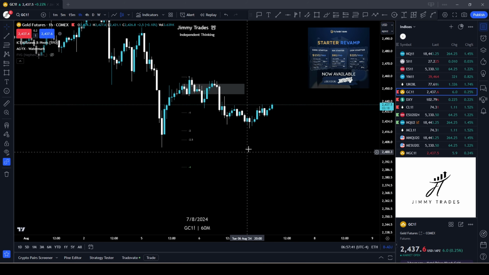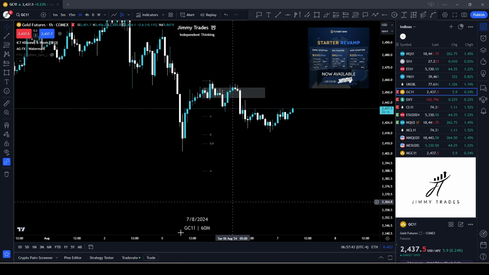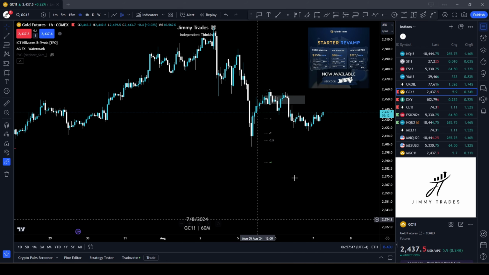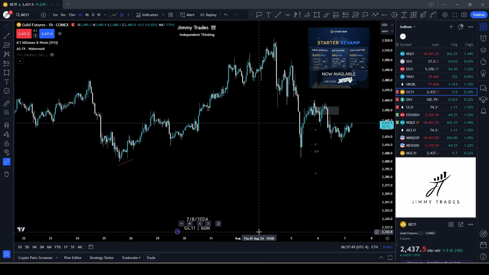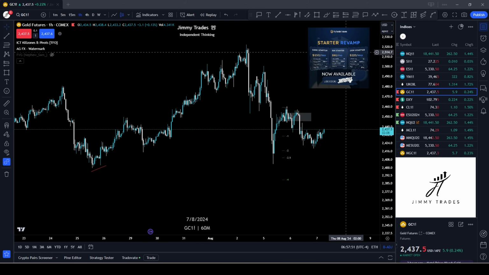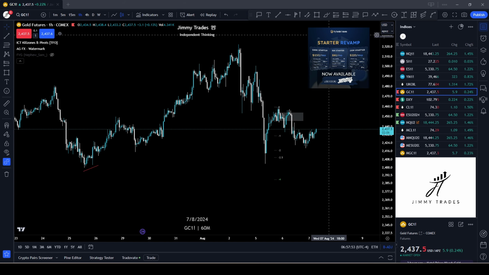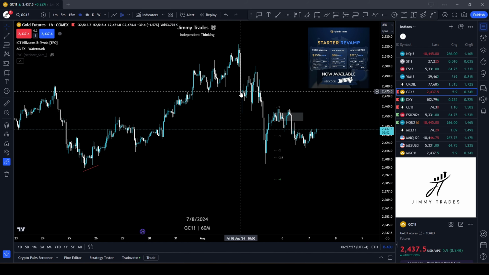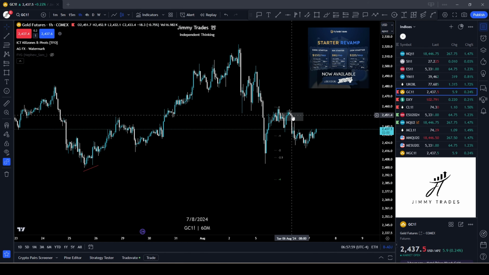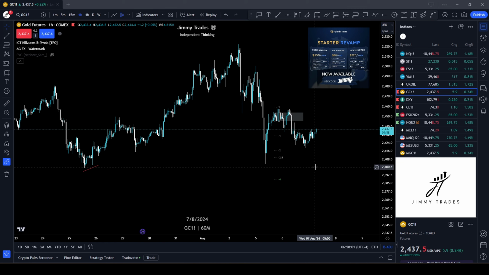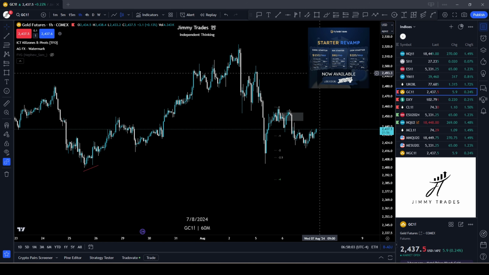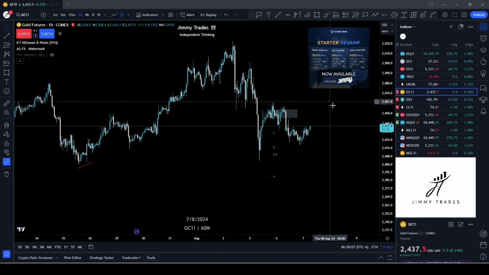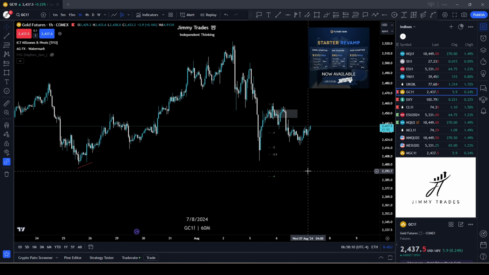So the structure is still bearish. And if you look at the curve, we've had our reversal, consolidation, expansion, consolidation, and then I'm looking for continued expansion, or another leg of expansion.